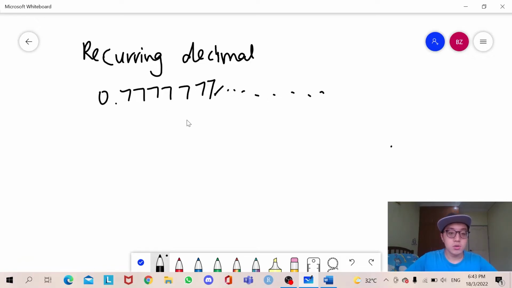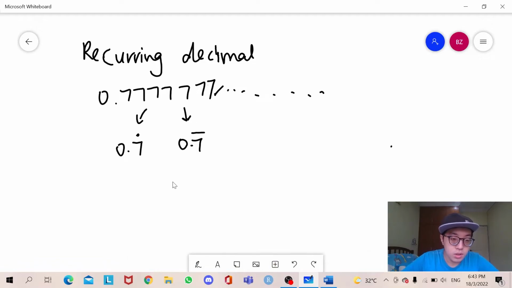There are different ways that you can denote a recurring decimal. For example, we can say 0.7 with a dot. This is the first type to denote a recurring decimal. This has the same meaning as 0.7 with a bar. So you can denote it with a dot or a bar.